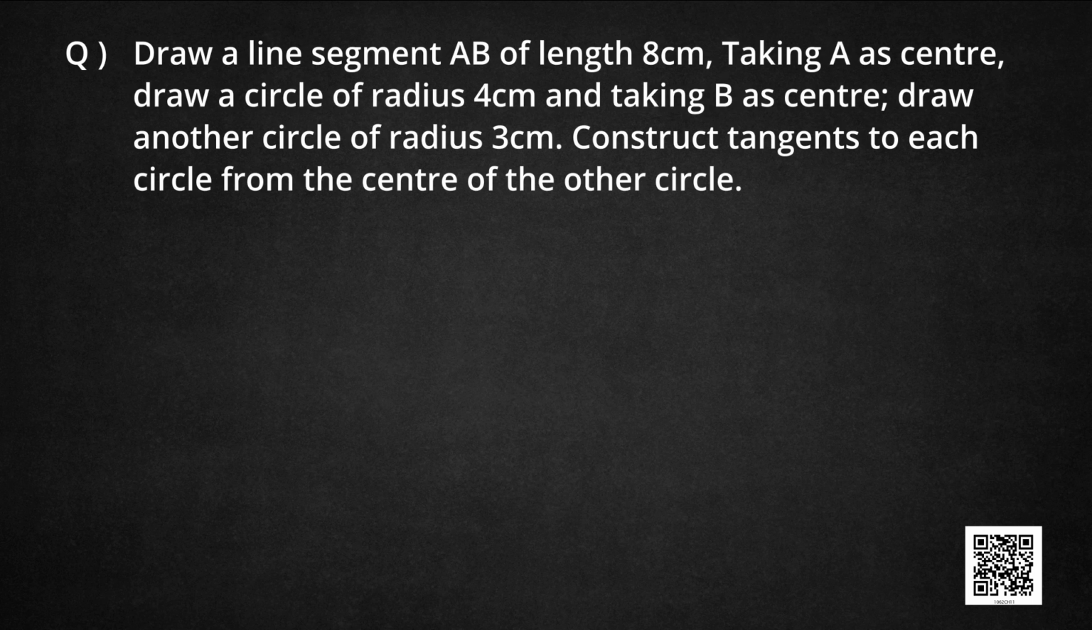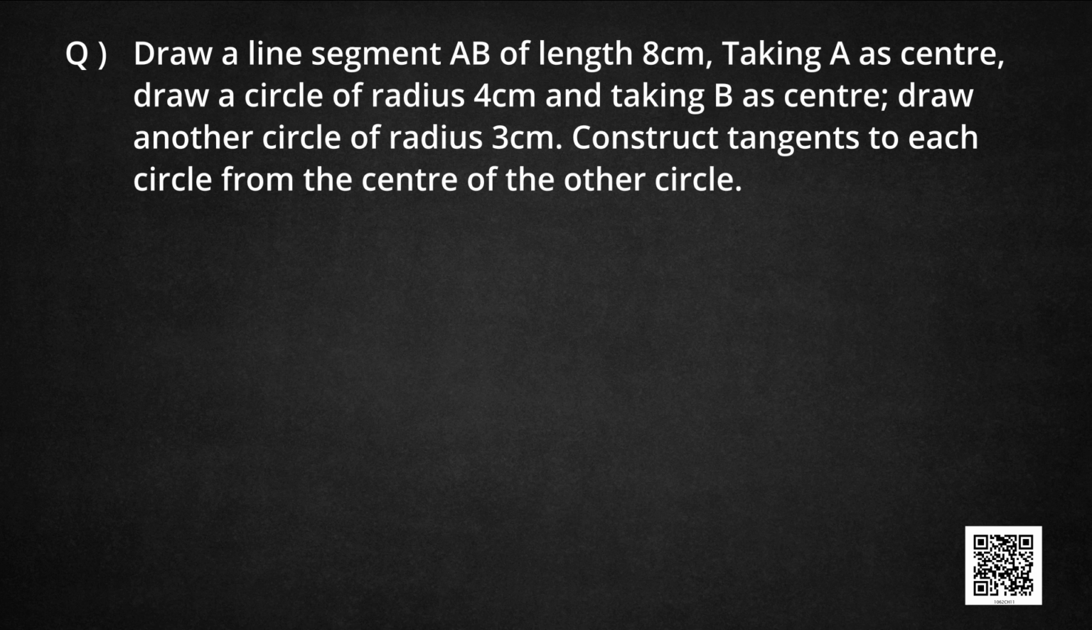Let us do another question. Draw a line segment AB of length 8 cm. Taking A as center, draw a circle of radius 4 cm. And taking B as center, draw another circle of radius 3 cm. Construct tangents to each circle from the center of the other circle.